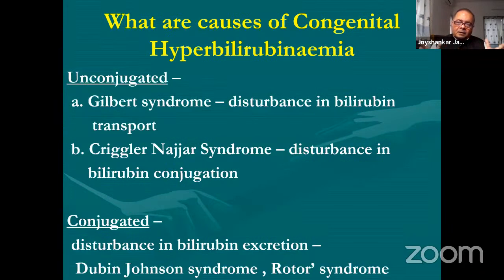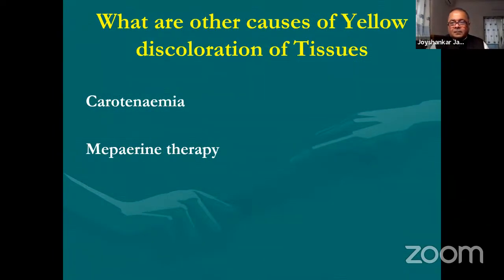Then if you answer all these questions, the examiner asks, what are the other causes of yellow discoloration of the skin? So besides jaundice, what are the other causes, if anybody knows? These are the other causes, carotenemia and mepacrine therapy. Then the examiner can ask, what are the normal functions of a normal liver? So you must know all that.